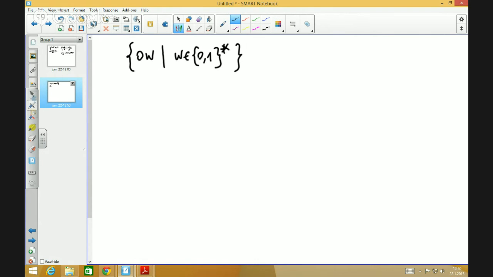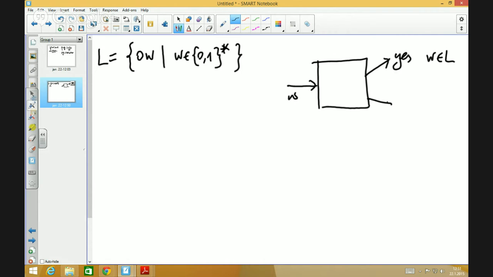Okay? So my machine at the interface will look as follows. It will take as input a string, and the output will be yes. So if we call this language L, it will have to be yes, W is in L, or no, W is not in L. So this is the Boolean output I was talking about.